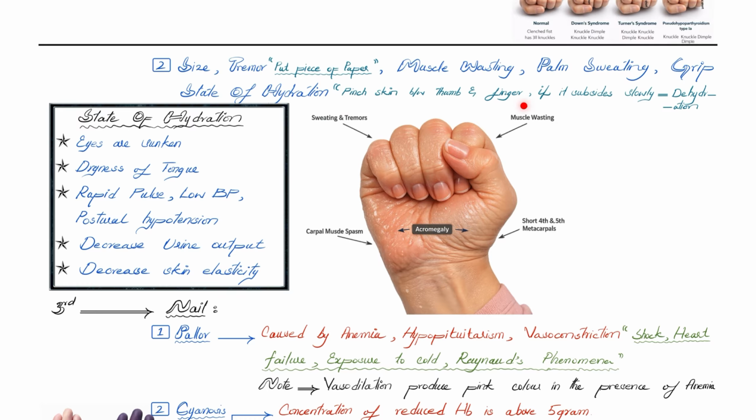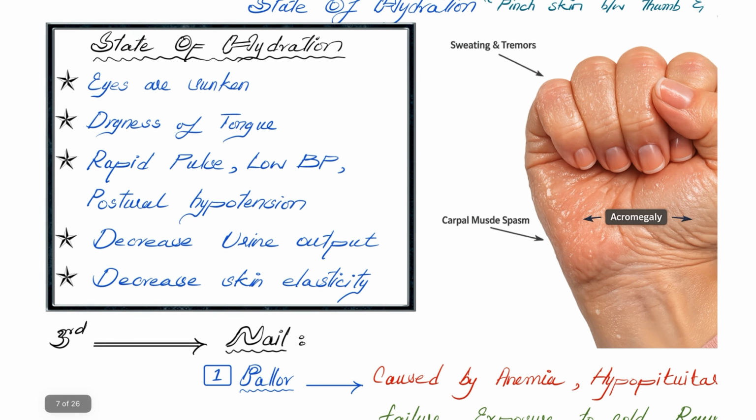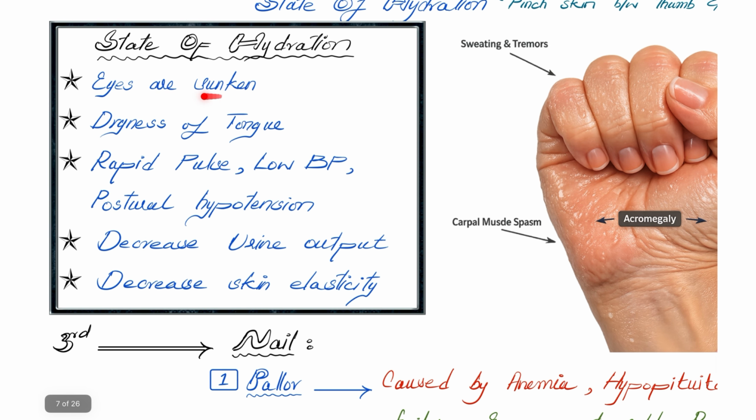that is, pinch the skin between thumb and finger, and if it subsides slowly, it means the patient is dehydrated. The other way of checking the state of hydration is to look at the eyes. In case of dehydration, the eyes are sunken or the tongue is dry, or you will see in the vitals a rapid pulse and low BP, and the patient may have postural hypotension. There is decreased urine output and skin elasticity is decreased as we pinch the skin between thumb and fingers.